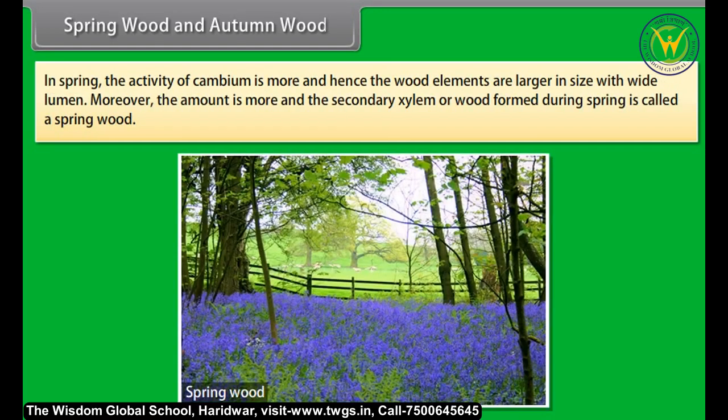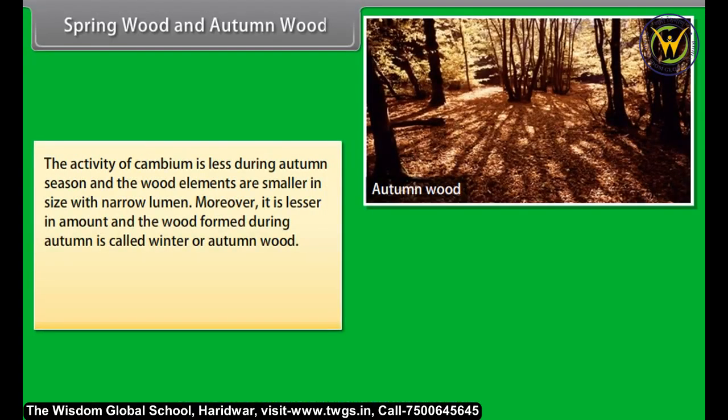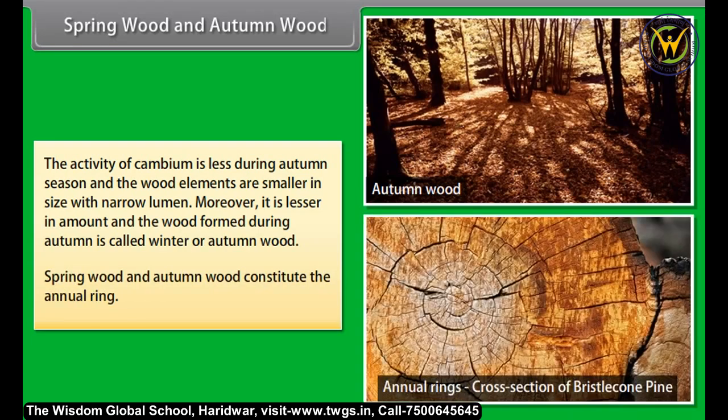Spring wood and autumn wood. In spring, the activity of cambium is more and hence the wood elements are larger in size with wide lumen. Moreover, the amount is more and the secondary xylem or wood formed during spring is called spring wood. The activity of cambium is less during autumn season and the wood elements are smaller in size with narrow lumen. Moreover, it is lesser in amount and the wood formed during autumn is called winter or autumn wood. Spring wood and autumn wood constitute the annual ring.